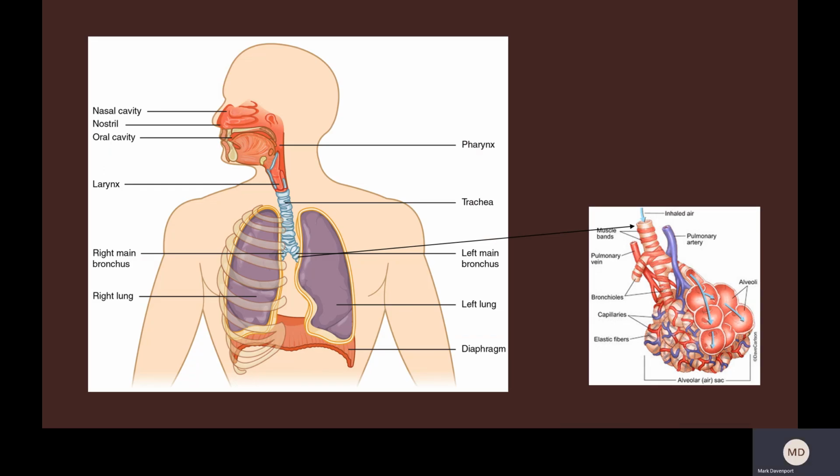Okay, and looking at the passage of air through. So we start obviously in the nasal cavity, or the oral cavity. That's where obviously you breathe the air in. It passes through next through the pharynx, then through the larynx.